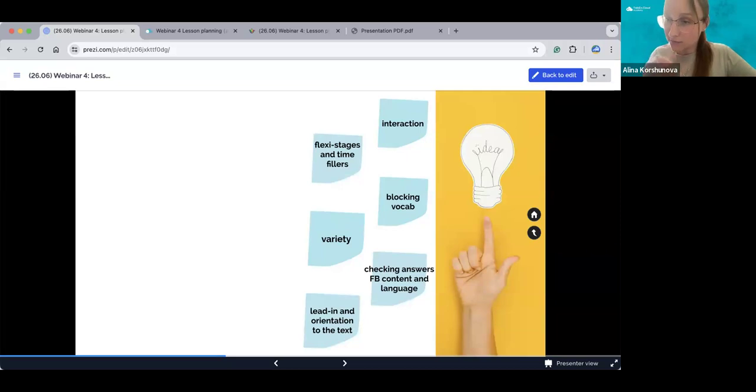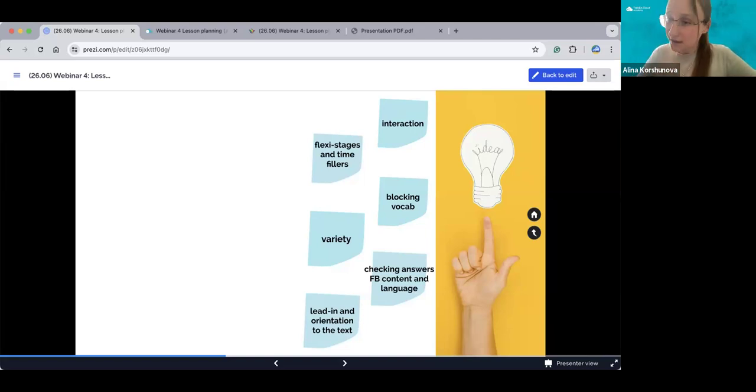So in such types of lessons, receptive skills lessons, it's a good idea to include some flexi stages. These are stages that you could either skip or add if necessary. If you see that students go well with the text, and they complete all the tasks very fast, you can add something.